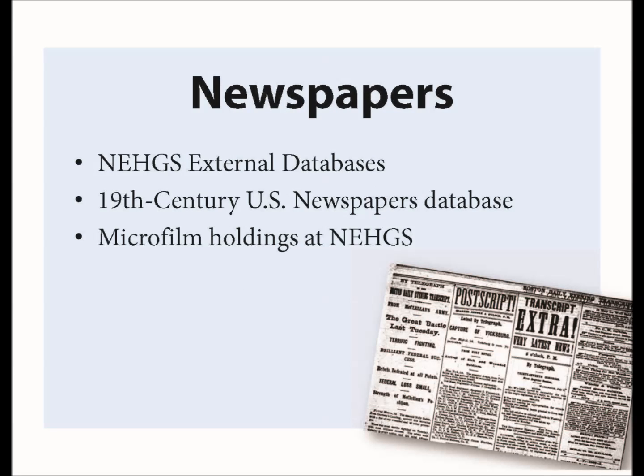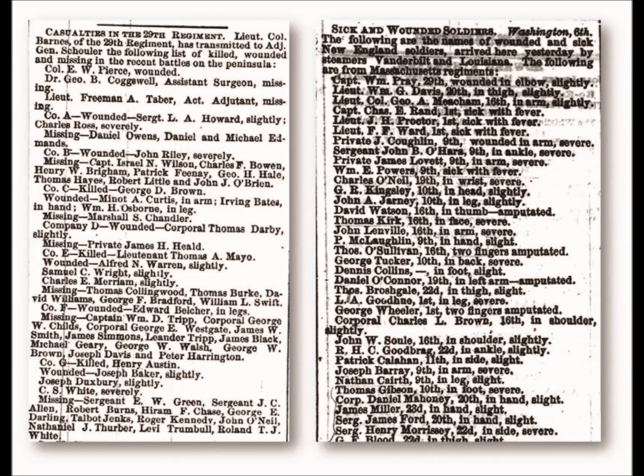On NEHGS, we have external databases. One of these includes a great database of 19th century U.S. newspapers. And we also have extensive holdings at NEHGS, including microfilm of the Boston Evening Transcript from 1848 to 1912, and digital access of other newspapers that may be of use to you. One of the things you'll find valuable in a newspaper are sometimes the listings of the casualties.